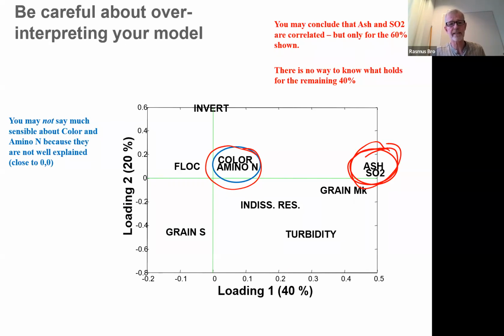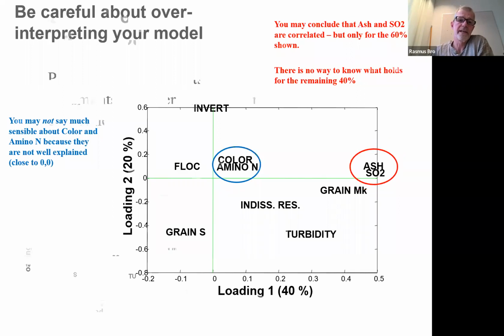Now, there's a nice trick that you can use, because whatever you want to say, if you want to say ash and SO2 are correlated, well, you can so easily verify it. Just plot them against each other, and you will see, and you will become smarter and learn what it actually means. And that goes for many of the things that you try to conclude from your data. You can often verify it by just digging a little into your data.